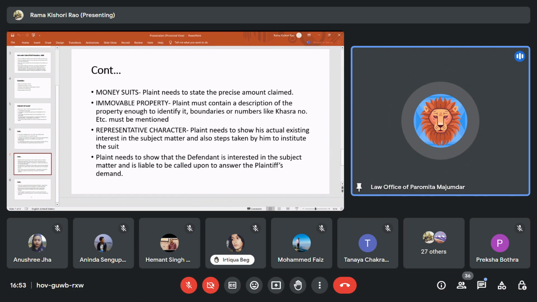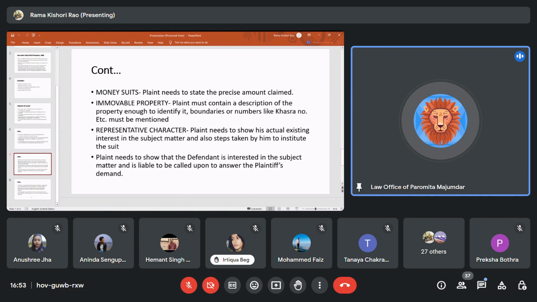Representative character: when you are filing on behalf of someone else, not directly, but you also have a right over the subject matter, then you write it properly, and you let the court know what steps you have taken to institute the suit. So the plaintiff basically needs to show that the defendant is interested in the subject matter and is liable to be called upon to answer the plaintiff's demand.